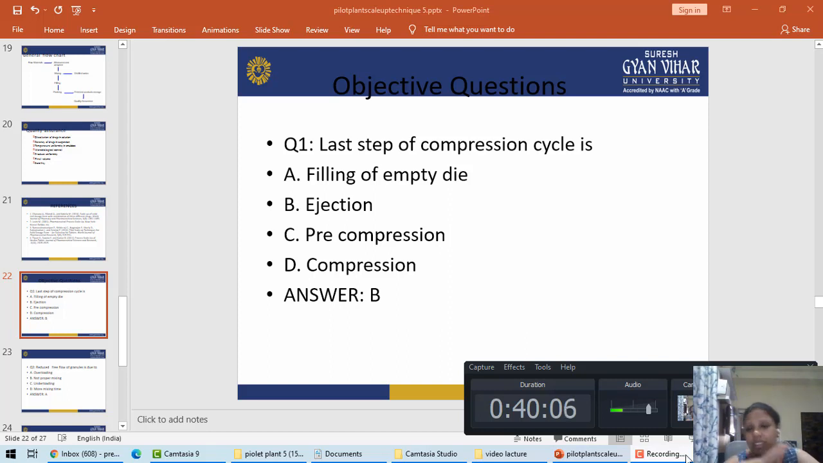After that there is a detailed mechanism actually, but we are just discussing the major final steps here. After the compression, the tablet is ejected from the die. That is the fourth step, the ejection. So here you can see in the answers, filling of empty die is the first, ejection is the fourth, then pre-compression and compression. So answer B is correct, that is, ejection is the last step.